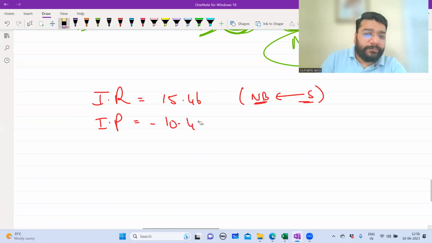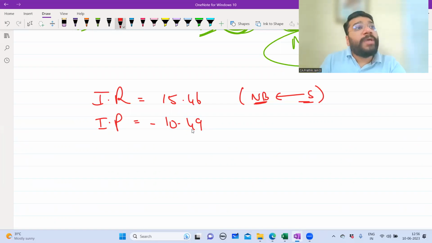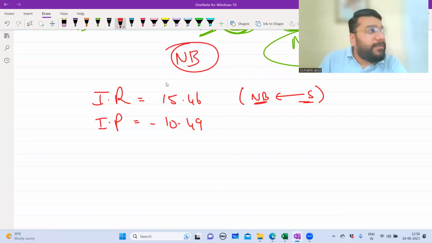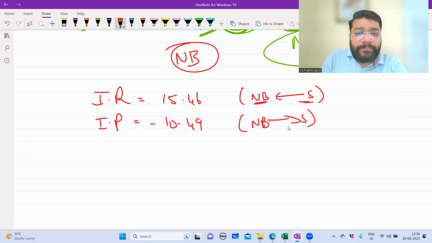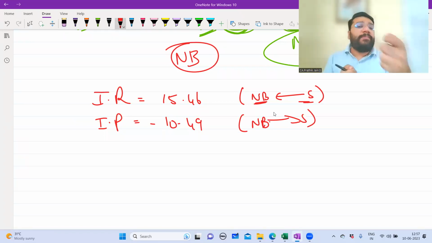Now, who has to pay this money to whom, or who has to receive? We are talking from Nath Brothers' point of view. So Nath Brothers has to pay or receive? Nath Brothers has to pay to Shyam. So Nath Brothers has to receive 15.46. We have to pay 10.49.